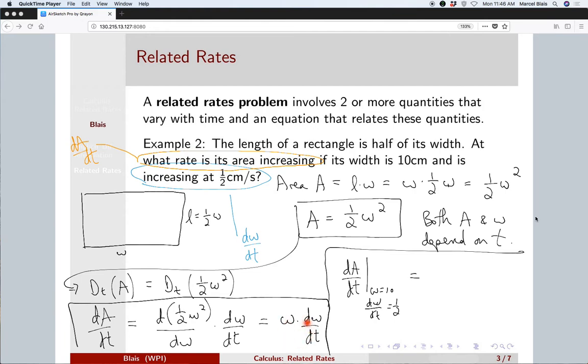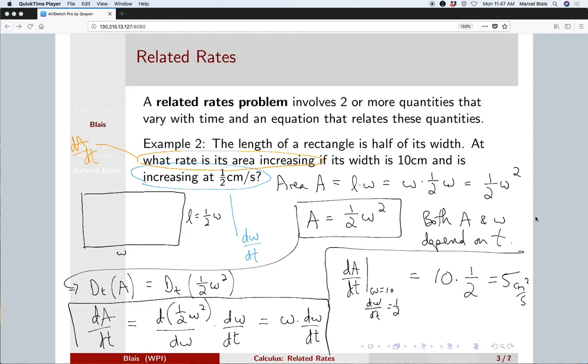So using our formula here, we plug in that w, which is 10, and then that dw/dt, which is 1/2, and we get 5. And if you keep track of your units, this is centimeters squared per second. So at that instant, when the width is exactly 10, given this rate at which the width is changing, the area of the rectangle is changing at exactly a rate of 5 centimeters squared per second.